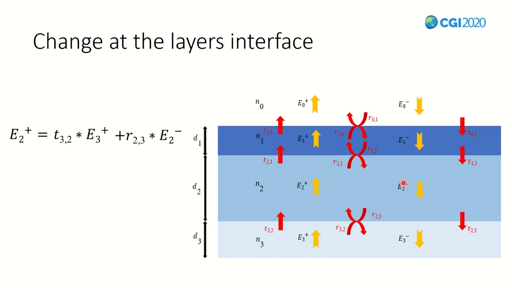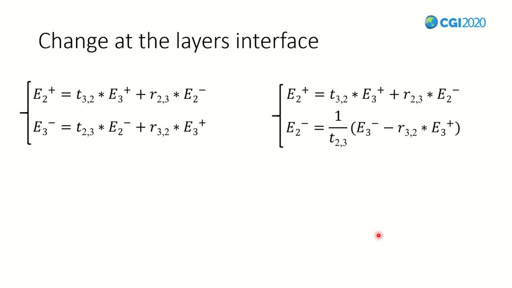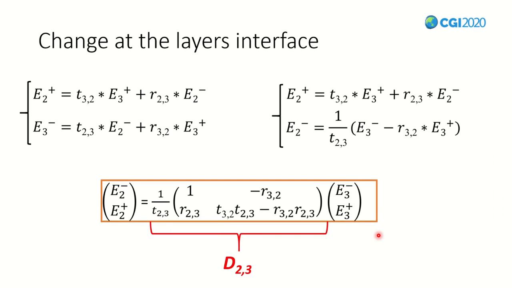And now let's express E2 minus. Well, E2 minus is not so easy to express straight away, so let's start with E3 minus. So E3 minus is equal to E2 minus that is transmitted through this interface and E3 plus that is reflected. So now that we have those equations, we can extract E2 minus, and if we write that in matrix form, we have the relation right here.